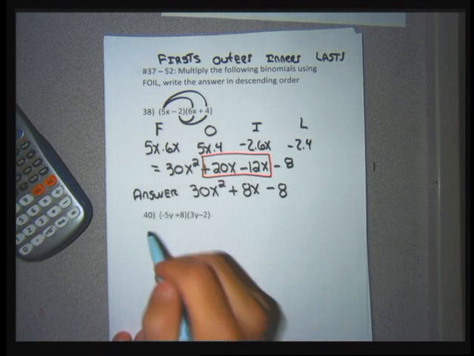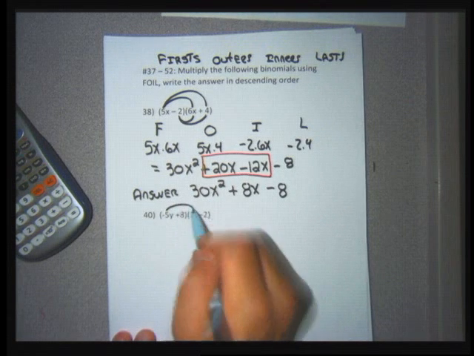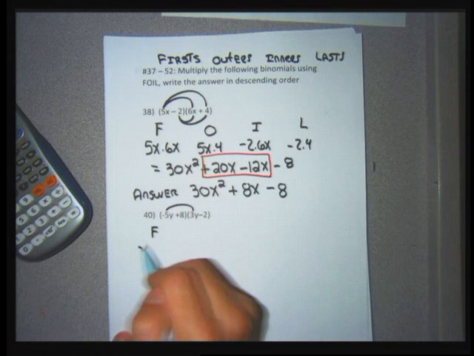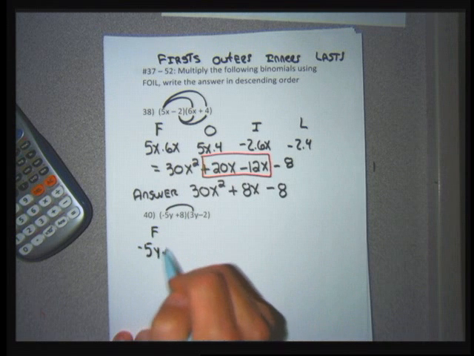Now I'll go to 40. I'm going to go firsts, which are negative 5y times 3y.